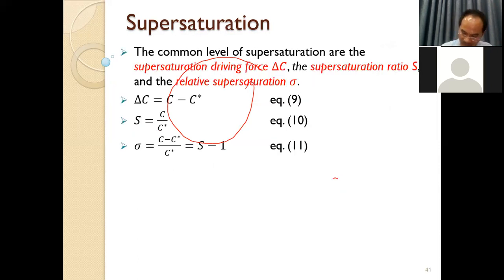Okay, what is the driving force for the crystallization? We call that the supersaturation. We can define at least three types of supersaturation or driving force. You can define it in the concentration difference: delta C equals C minus C star. C means the actual concentration, and C star means the saturated concentration, or solubility.